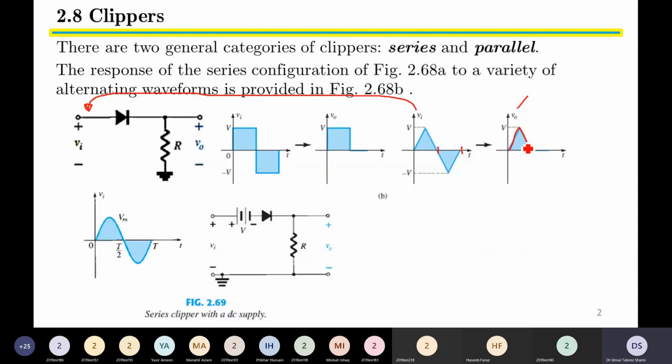But when the negative part of the triangular waveform appears across the input, with respect to the direction of diode connected, it will be blocked. It will not be allowed to pass through the diode. The diode will act as an open circuit, and hence the output voltage will be 0 because the current through the resistor R is 0 amperes. Therefore, the output voltage will be 0 from time pi to time 2 pi for the negative half cycle.